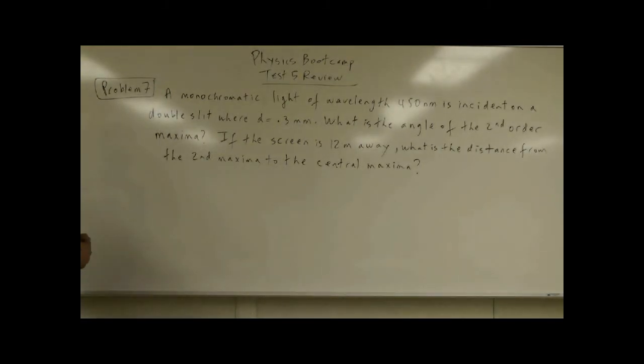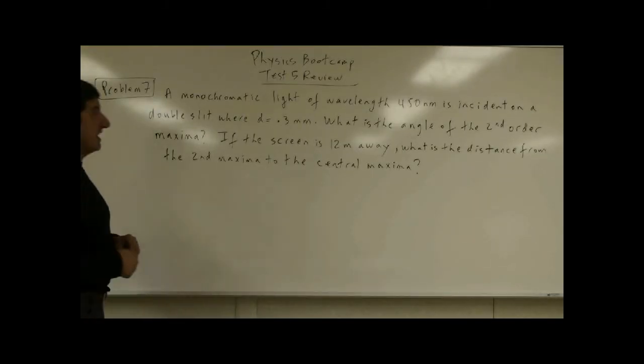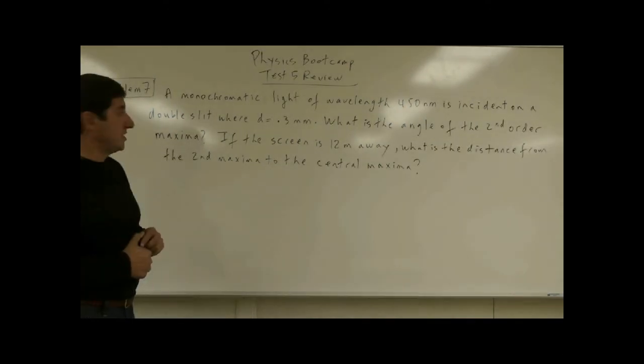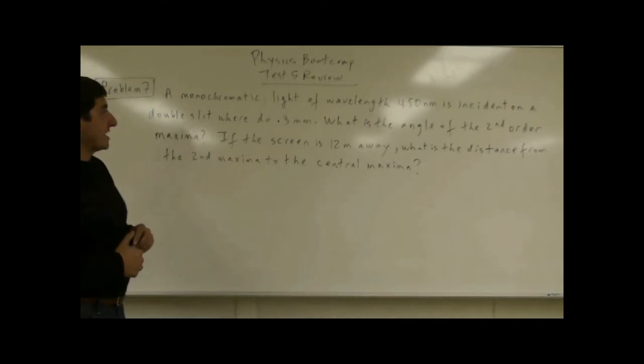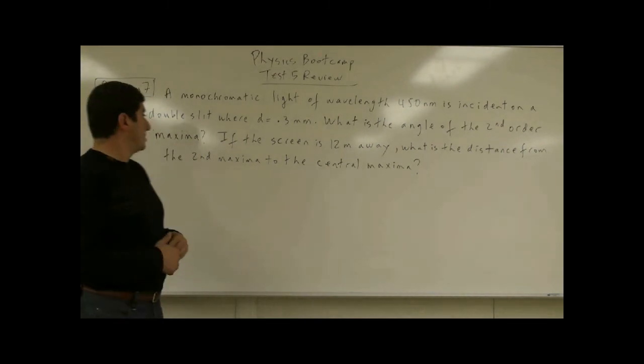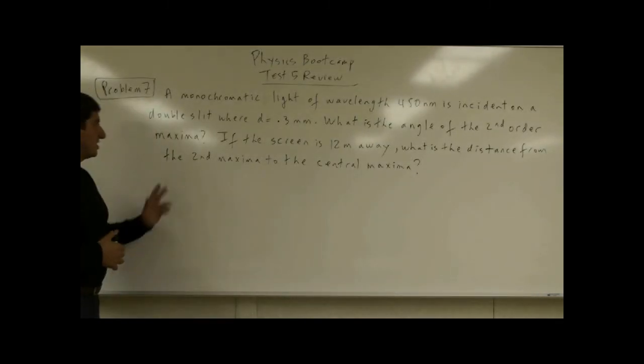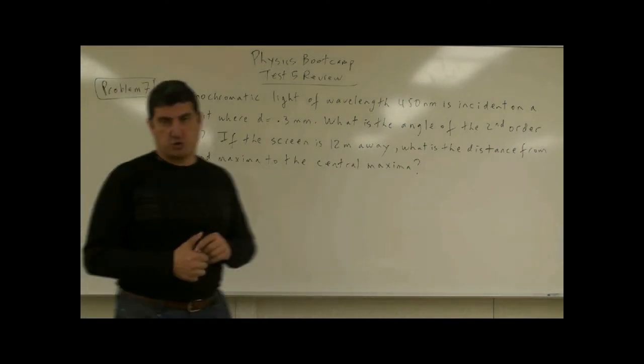It says a monochromatic light of wavelength 450 nanometers is incident on a double slit where d equals 0.3 millimeters. What is the angle of the second order maxima? If the screen is 12 meters away, what is the distance from the second maxima to the central maxima?